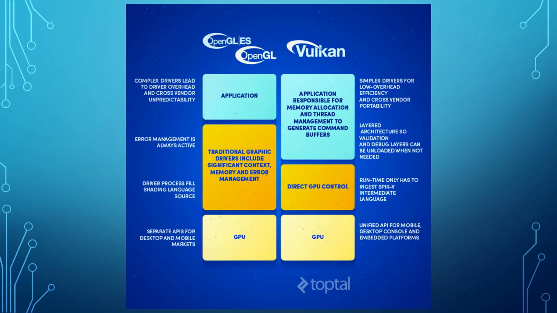And here's a quick little visual demonstration. Obviously, the first thing that comes to your eye is a thinner layer of drivers and middleware between the application and the GPU. So you're doing a lot more. And that layered architecture for debugging and validation, I'll talk about as well. And the runtime API only has to ingest SPIR-V, an intermediate language, and I'll get to that next.